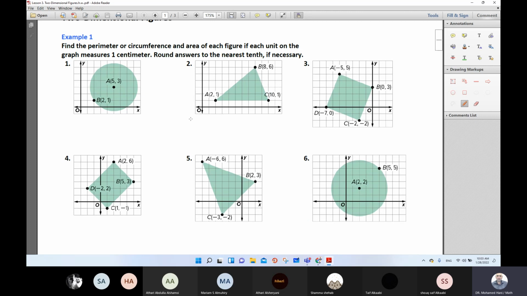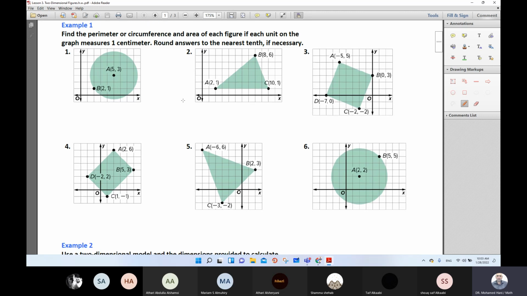As you see in this question here, find the perimeter or circumference and area of each figure if each unit on the graph measure 1 centimeter. Round answers to the nearest tenth if necessary.